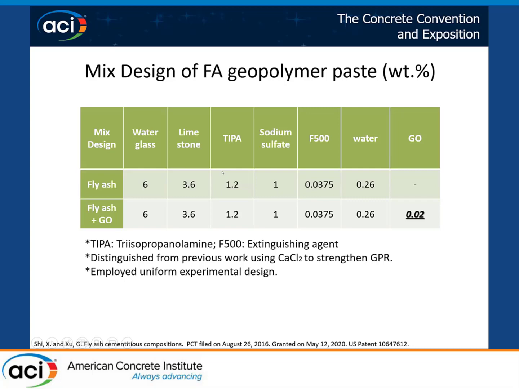In our previous research work, we also developed a geopolymer paste, but in that paste we used calcium chloride to strengthen the matrix. But this may result in problems, as the chloride may induce rebar corrosion risk. So to mitigate this risk, in this study we use TIPA to replace the calcium chloride.